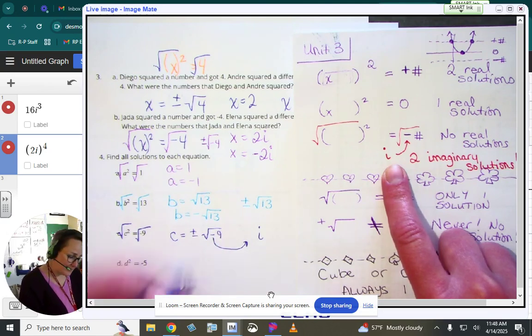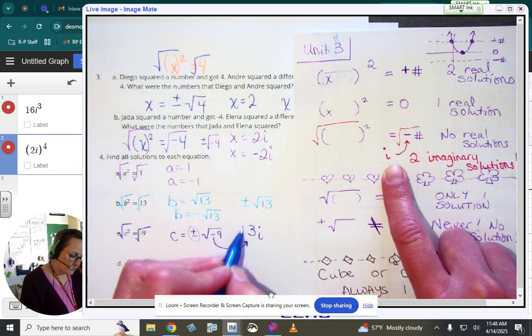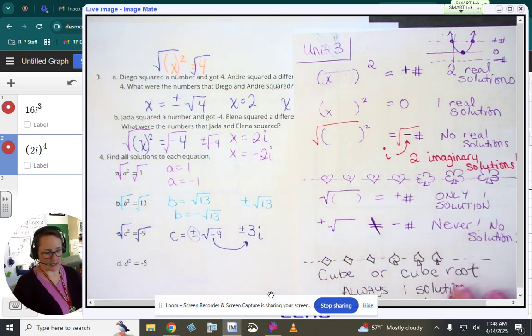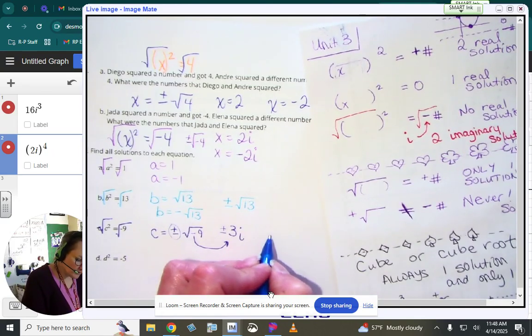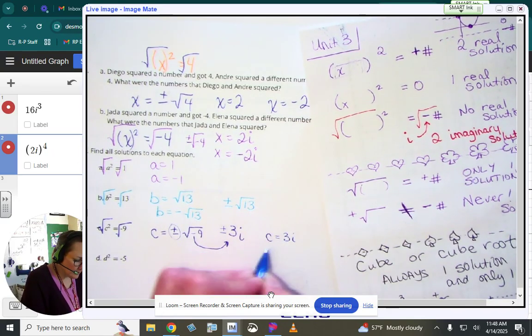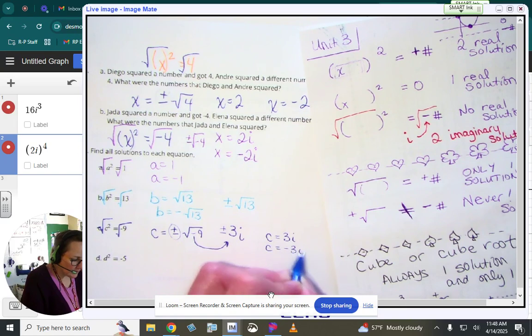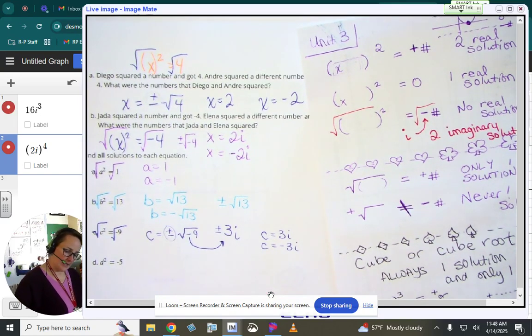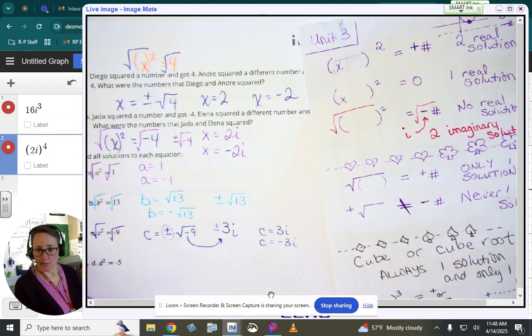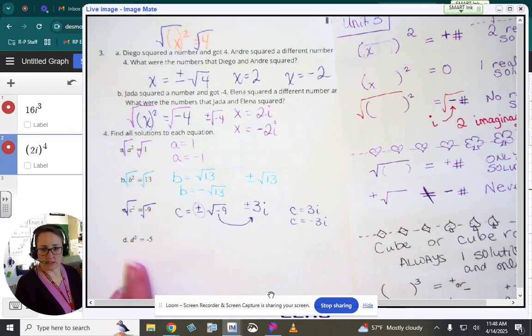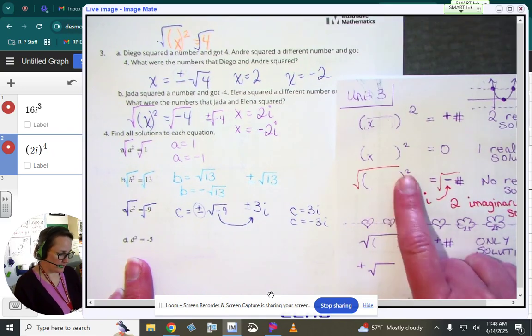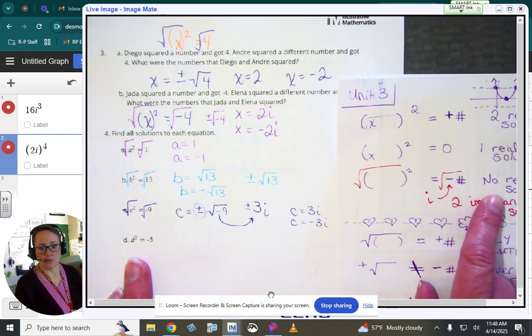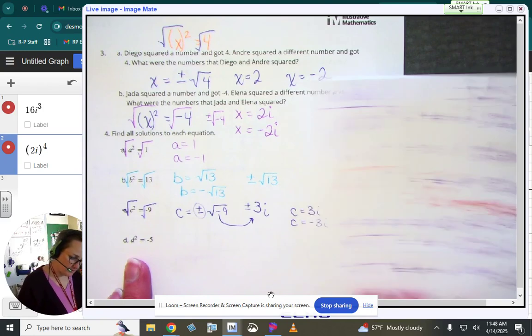The square root of 9 is 3. And we could have a positive or a negative 3i. Okay, so C equals 3i, or it could equal -3i. And last but not least on this problem, we have D squared equals a negative number, something squared equaling a negative, no reals, 2 imaginaries.